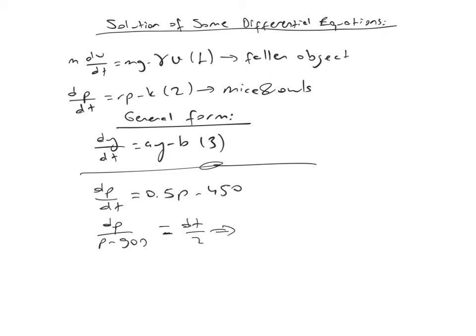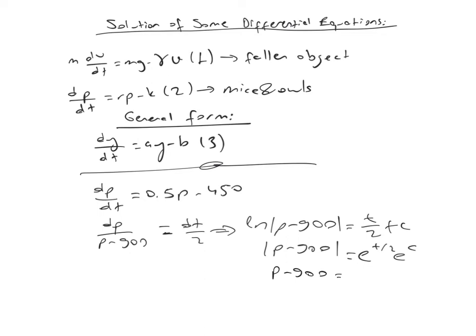And if we integrate this equation, we will get the absolute value of p minus 900 is equal to e to the t over 2 times e to the c. And this absolute value sign here is not really that important, because due to the absolute value sign there will be a plus or minus sign here, and we can put that plus or minus sign in front of this constant e to the c, and plus or minus e to the c is again another constant, and we can still write that number as another constant like c. So p minus 900 is equal to e to the t over 2 times c. So p is equal to 900 plus e to the t over 2 times c.